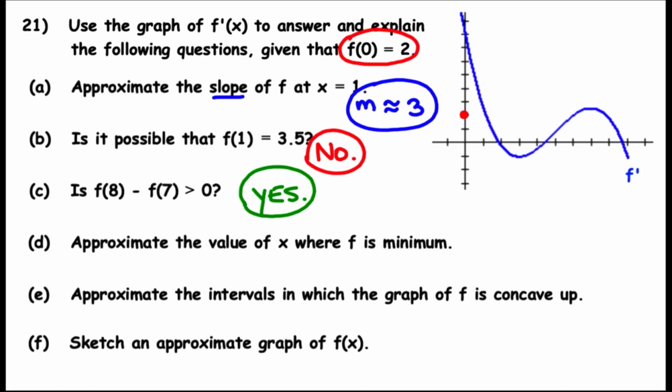All right, I want the graph of the original, which I can't see, to be concave up. Concavity is the second derivative. I have the first derivative graphed. Concave up means the second derivative is positive. The second derivative is the derivative of the first derivative, so it's the slope of this graph. So basically, part E is asking, hey, where is the slope of this graph positive? Well, that's easy. It's positive right here.